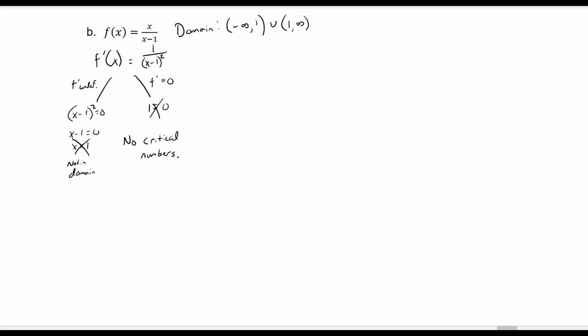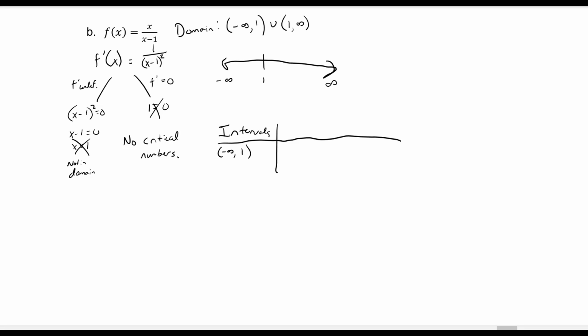So now we just divide our domain based on our domain. If we draw a number line out, the only intervals we have to worry about when we build our table to test our point values are our domain. So we have negative infinity to 1 and 1 to infinity. So the only intervals you have to worry about are those two, because that's our domain. We didn't have any critical values to split it up.